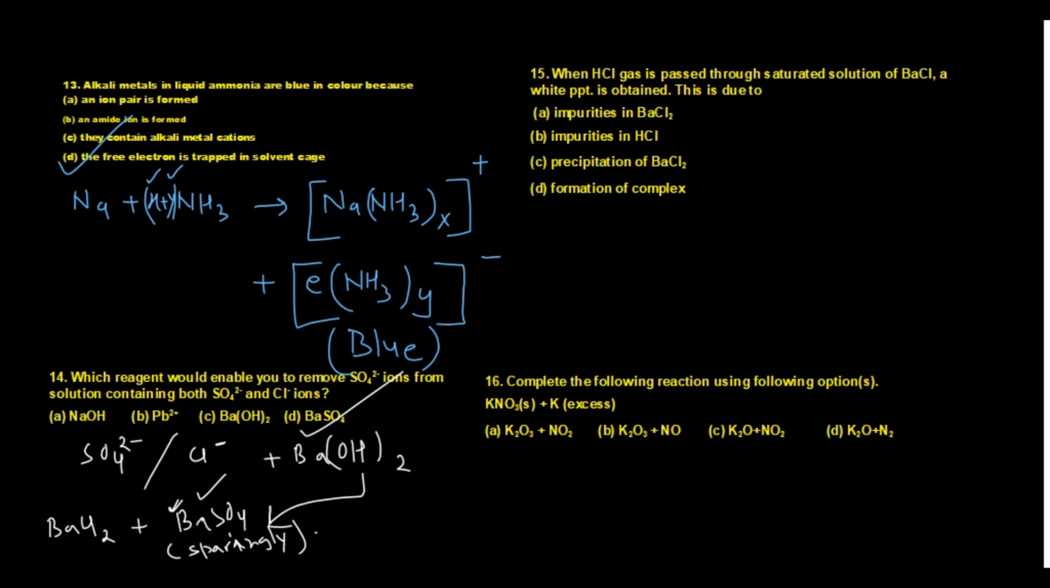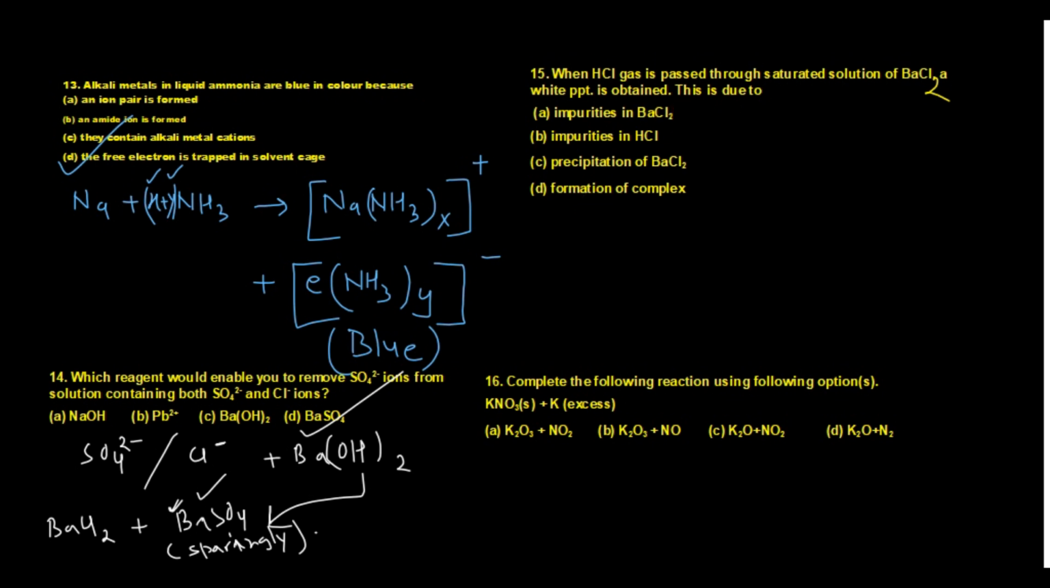Now moving to the next problem. 15. When HCl gas is passed through the saturated solution of BaCl, it is not BaCl, guys. Let me correct it. It is BaCl2. Okay, it is a typographical error from my side. So, saturated solution of BaCl2, a white precipitate is obtained. This is due to which of the four? You have been given 4 options.